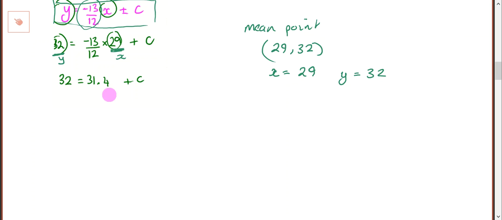Don't delete that. Because what have we got to do as well? Perfect. So you've done the negative 13 divided by 12. Now multiply it by the 29. That looks like another divide by the way. And what do you get? 31.4. That's good, right? So now we're at a stage where we've got 31.4 plus c is equal to 32. I think you're all able to work out what the c must be. How do you do it?